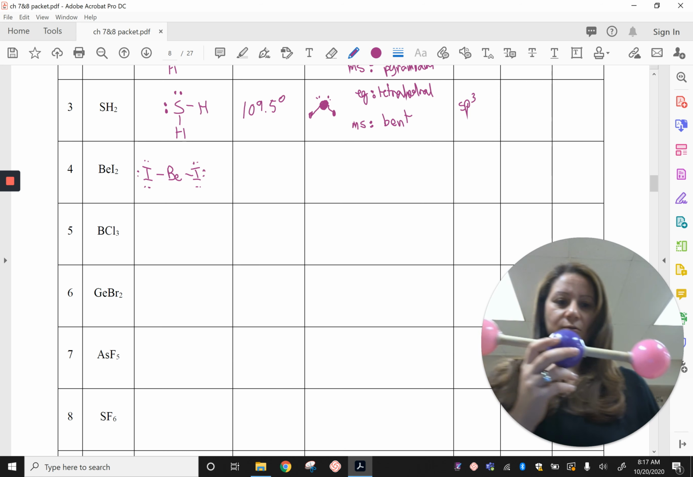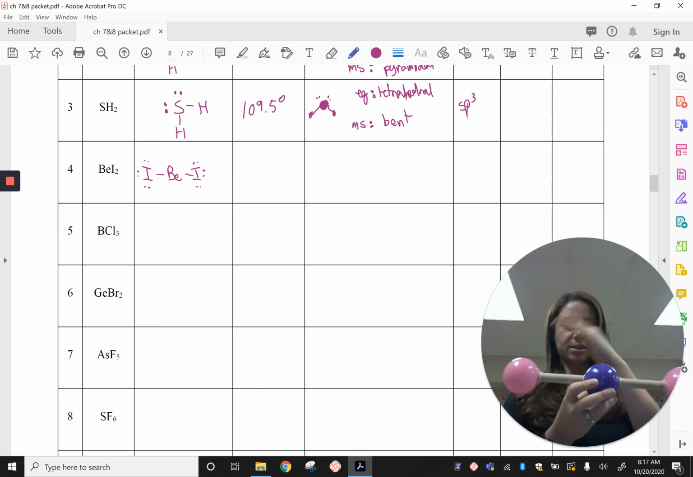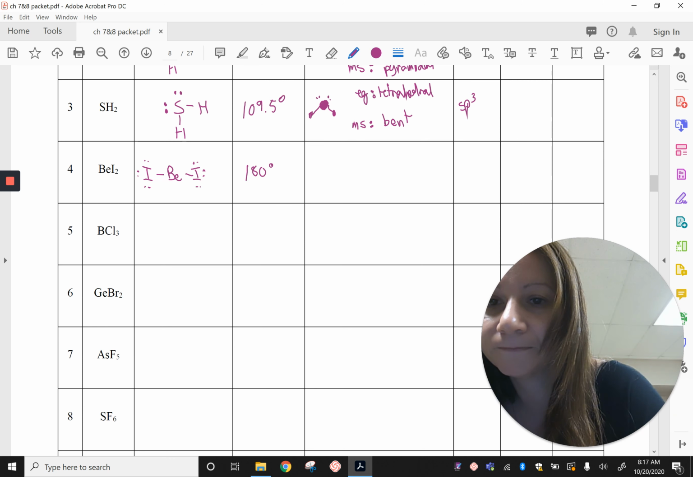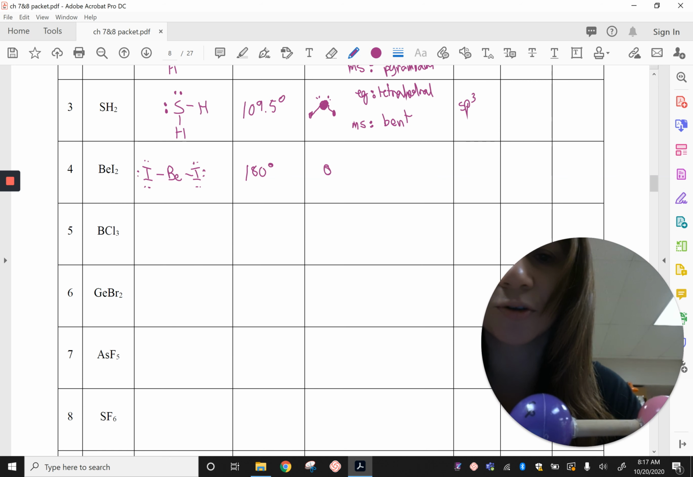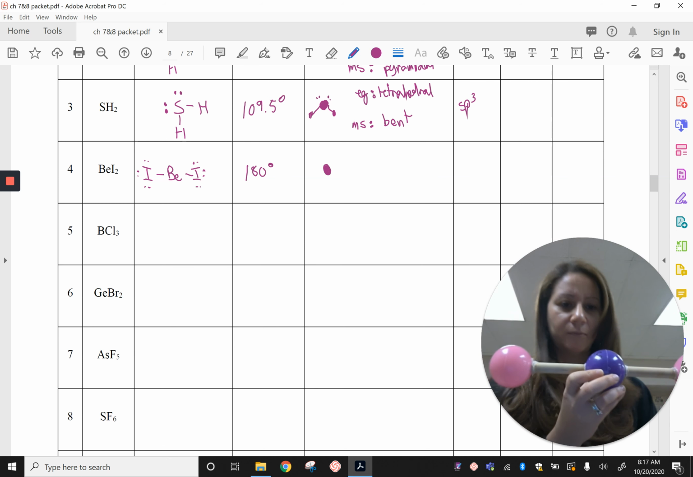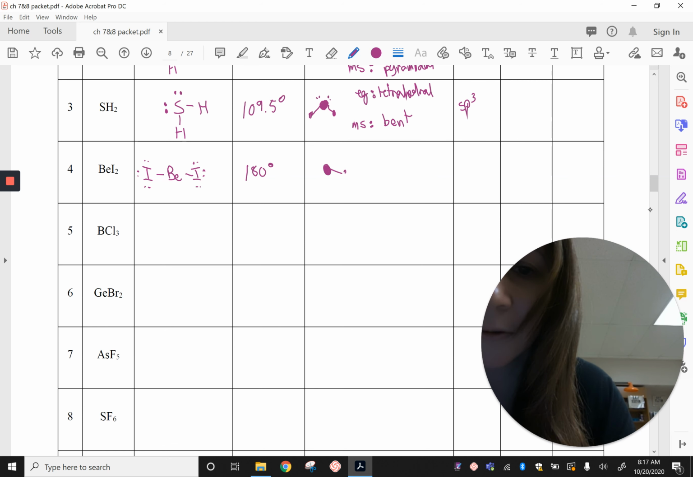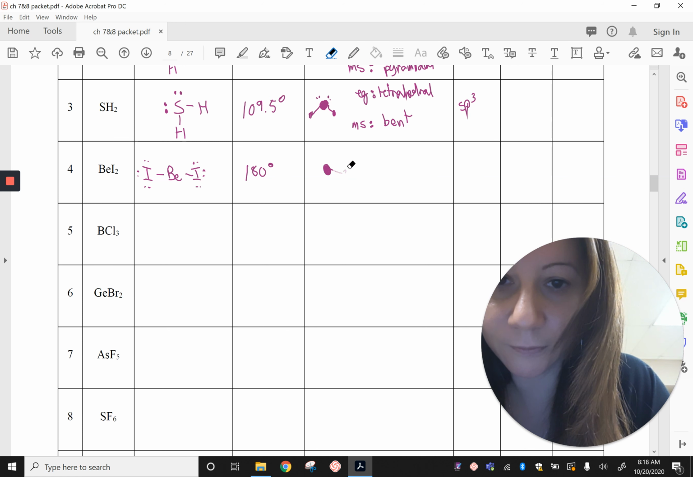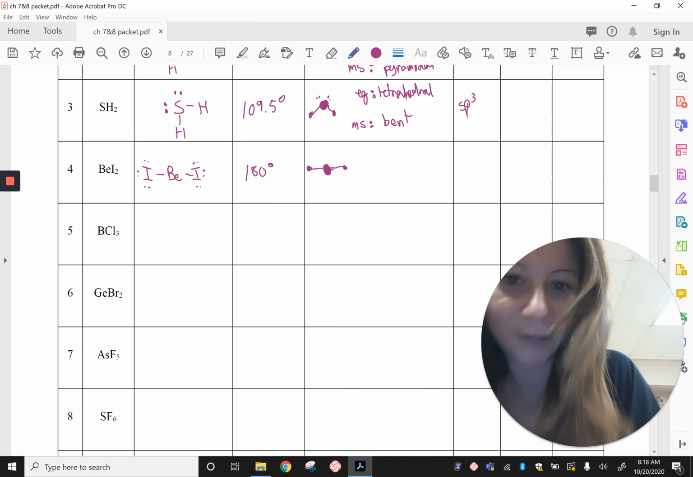So what angle is this? What is the angle between this bond and this bond? What's this angle? That is 180 degrees. So let's try to draw a picture of this. We have my central atom, and then I have 2 things sticking out at 180.